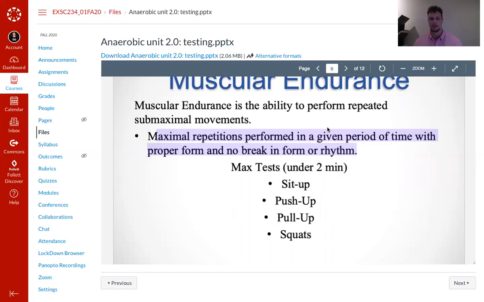Whereas a lot of other entities, they let you shake it out or do whatever. But a true measure of muscular endurance would be to support the weight, the majority by the tested muscle, the entire time.